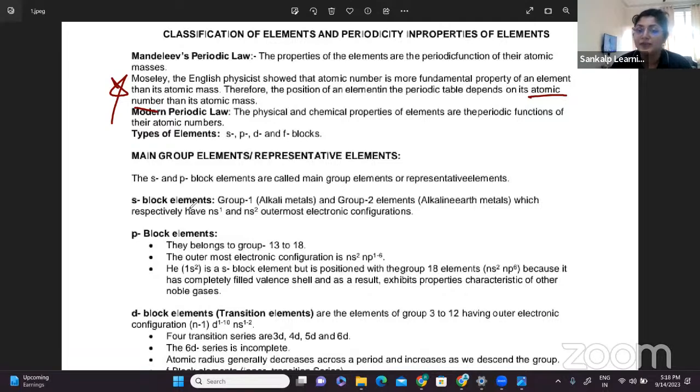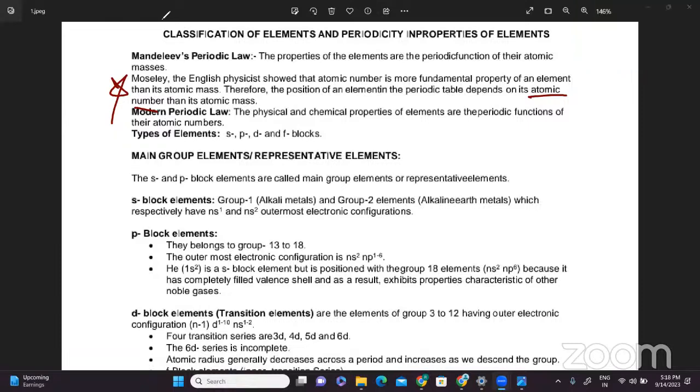So the position of the element in the periodic table depends on the atomic number and not on atomic masses. So again, Mendeleev's periodic law failed. Because atomic number should be considered, the law was modified, and it was given as the modern periodic law.